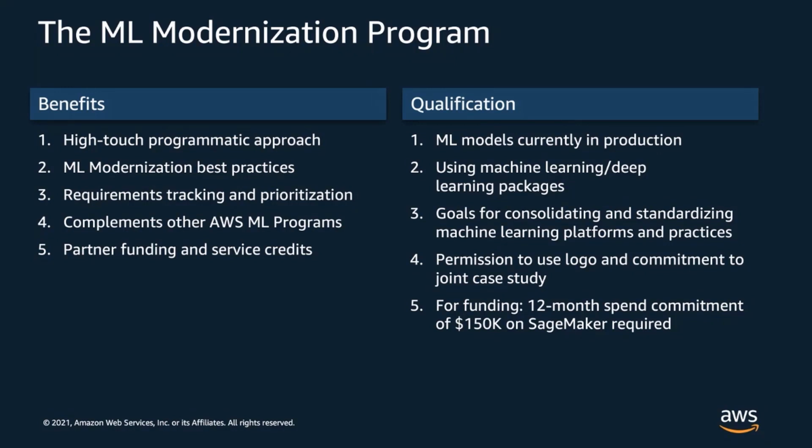Now, to qualify for this program, we would like our customers such as you to have ML models currently in production on another platform, and they're looking to migrate those ML models onto SageMaker. And they've got goals for consolidated and standardized machine learning platforms and practices on SageMaker. We would like permission to use your logo and a commitment to a joint case study. And for those folks that qualify, we look for a spending commitment of a minimum of $150K on SageMaker to make sure that it's a joint investment in this journey together.